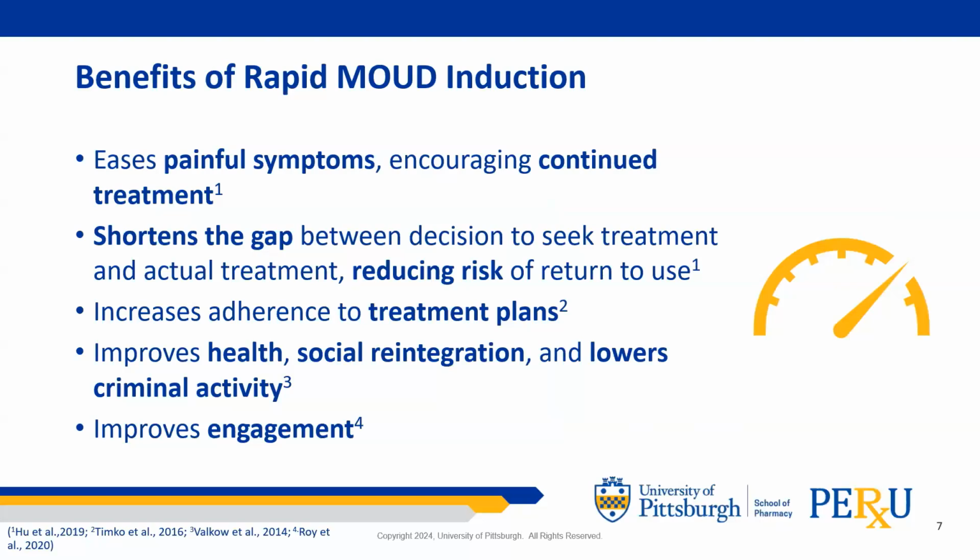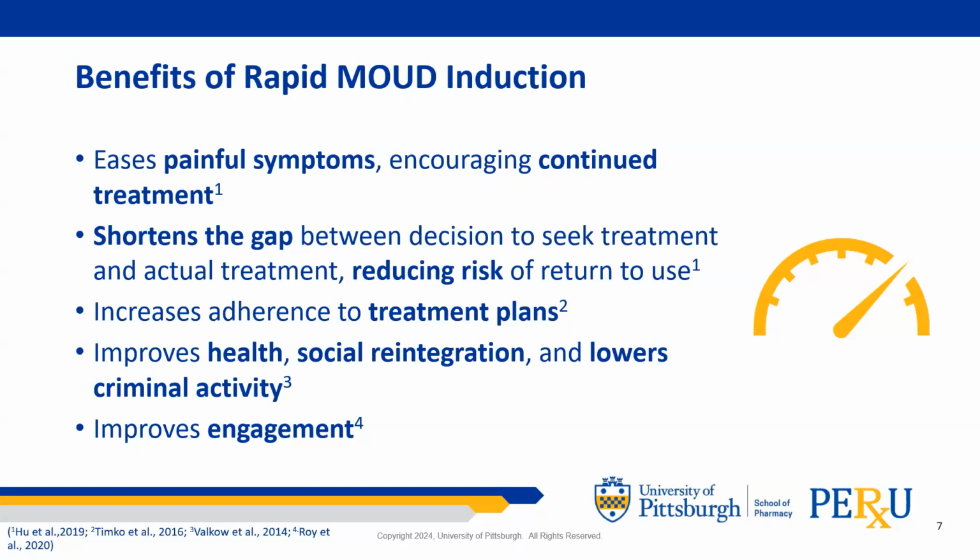There are important benefits of COEs offering rapid induction to MOUD, which is why this is emphasized alongside the enrollment guidelines. Rapid MOUD induction provides prompt relief from painful and uncomfortable withdrawal symptoms often experienced by individuals with opioid use disorders. This can make the initial steps of recovery more bearable and encourage continued treatment. The period immediately following a decision to seek treatment is critical. The longer the gap between this decision and treatment initiation, the higher the risk of a return to use. Rapid induction minimizes this gap.